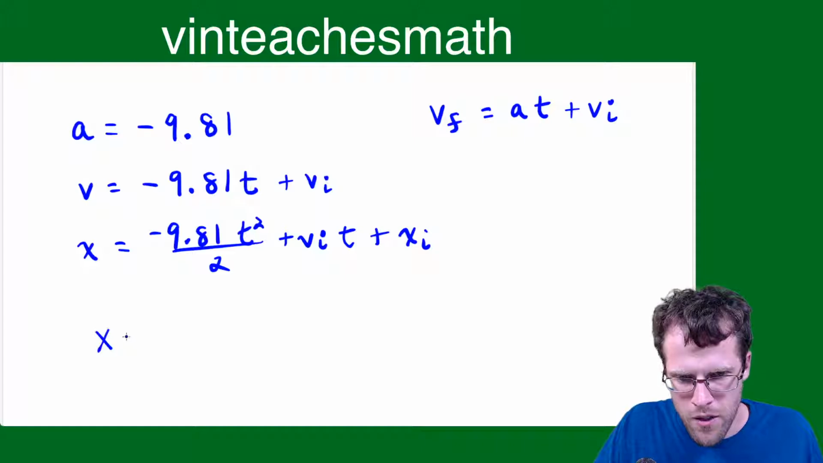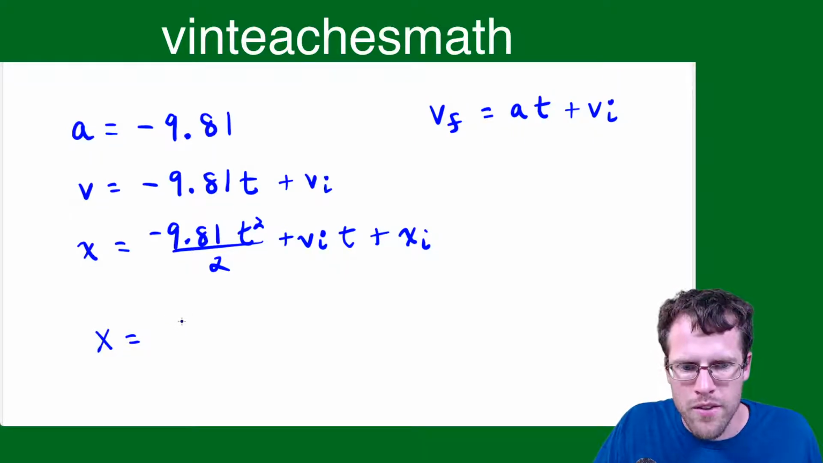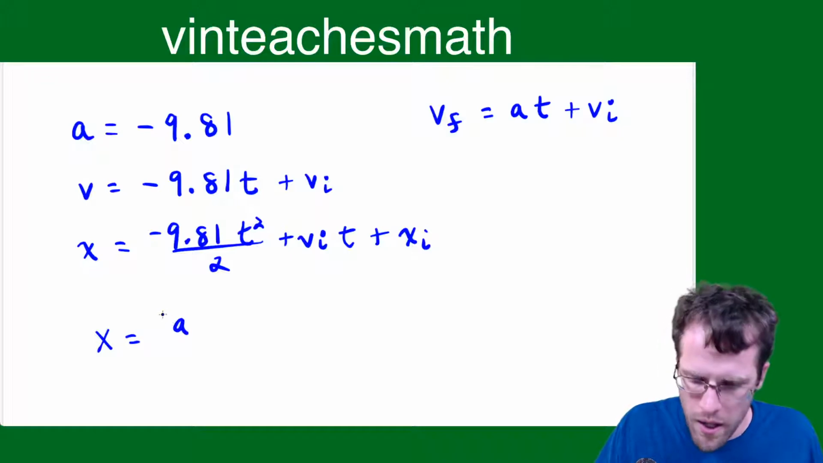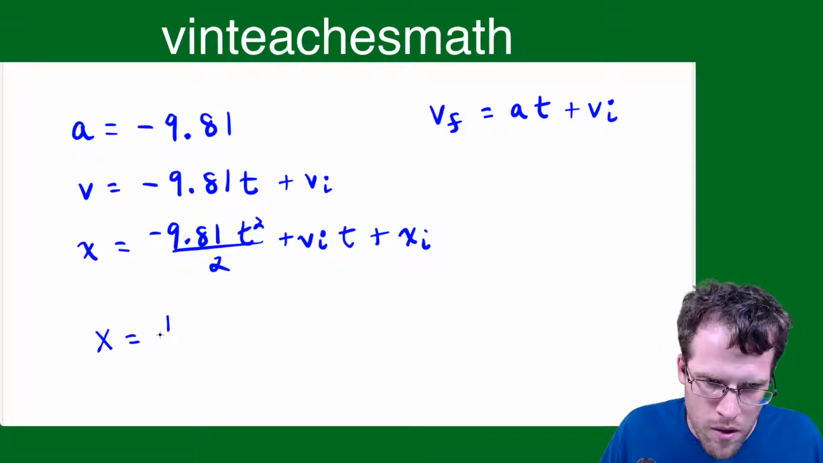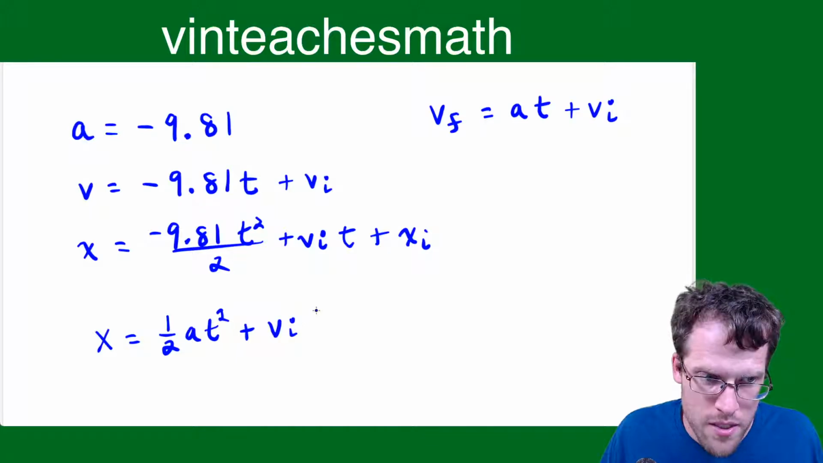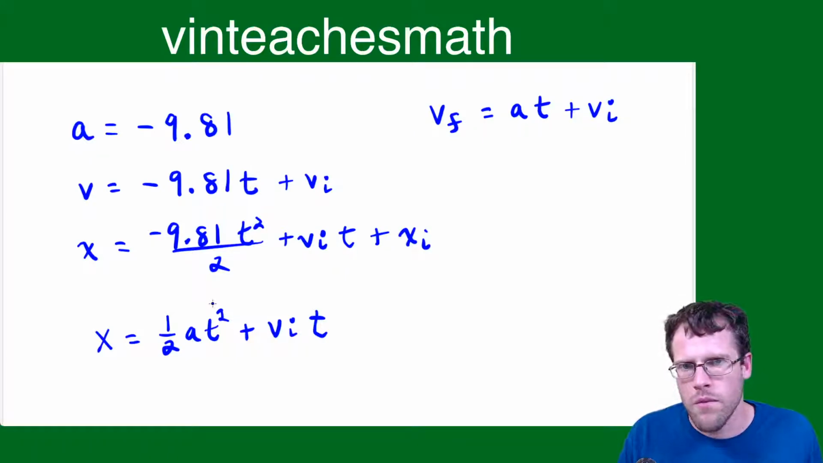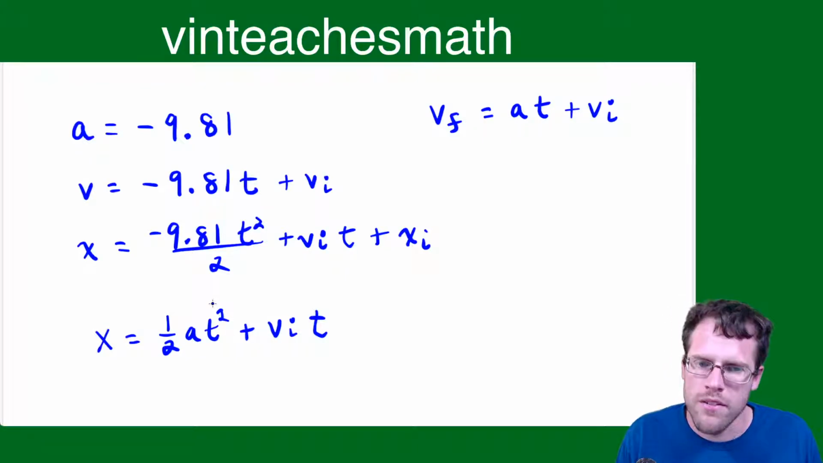That's why on your high school reference sheet you would have this formula: 1/2 a t squared, and then plus initial velocity times time. So this was another formula that you encountered. But once again, calculus is what makes this stuff possible, what brings it to life.